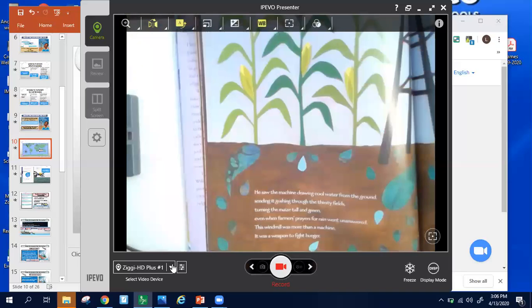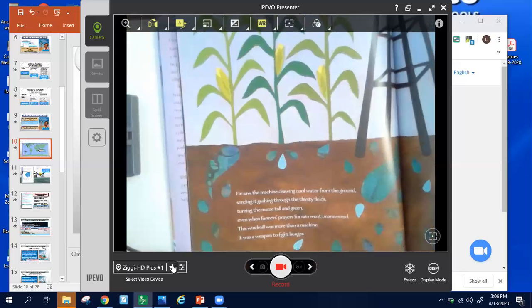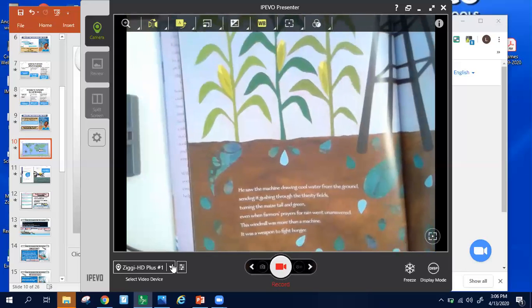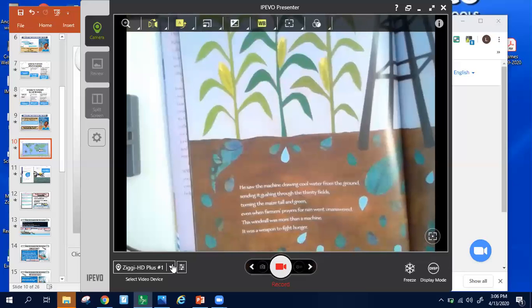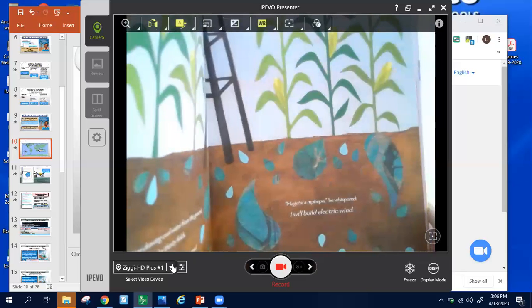He saw the machine drawing cool water from the ground, sending it gushing through the thirsty fields, turning the maize tall and green, even when farmers' prayers for rain went unanswered. This windmill was more than a machine. It was a weapon to fight hunger. "I will build electric wind," he whispered.